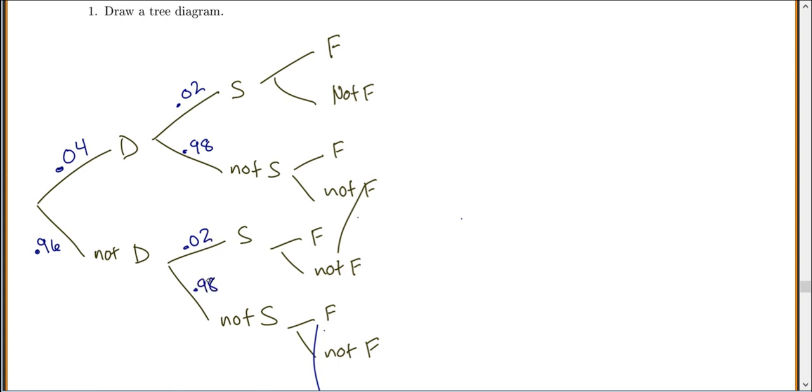And then we go through for all the F's and not F's. An F had a 6% chance, so 0.06, and the complement of that is 0.94. 1 minus 0.06 is 0.94. So fill that in everywhere. So 0.06, 0.94, 0.06, 0.94, 0.06, 0.94.